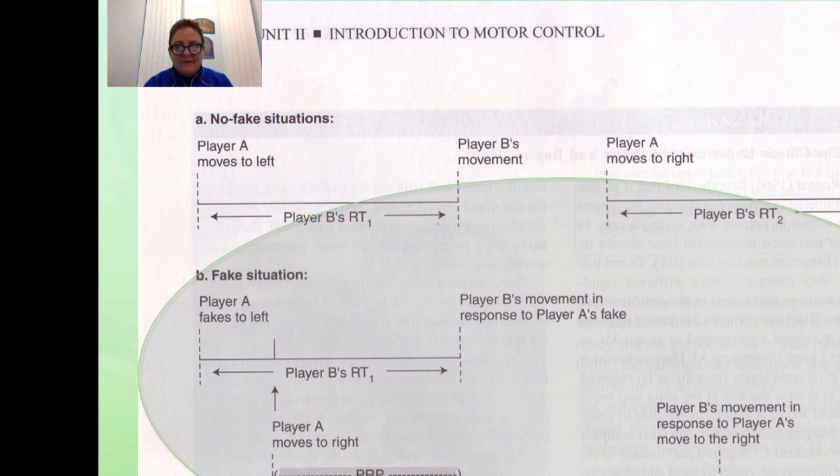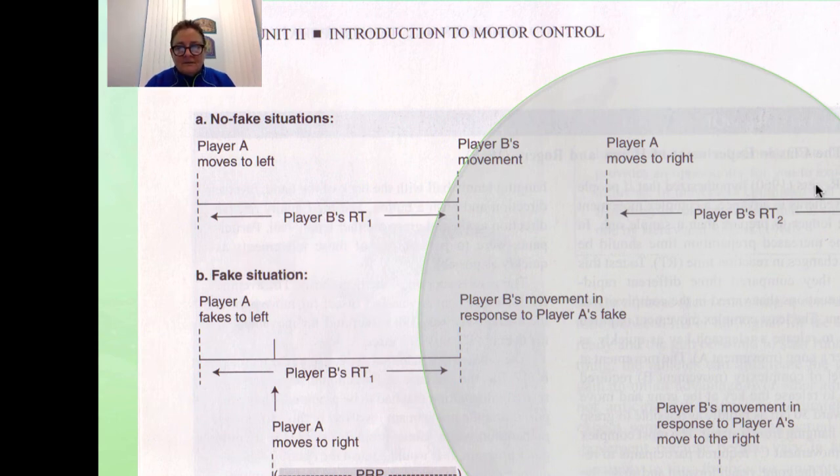Notice that here is your response to the move to the right, your reaction time without the fake. Notice that this period right here is exactly the same amount of time, but it is added on to the additional time, the psychological refractory period, that the subject is stuck in before they can begin to respond to player B's movement to the right.